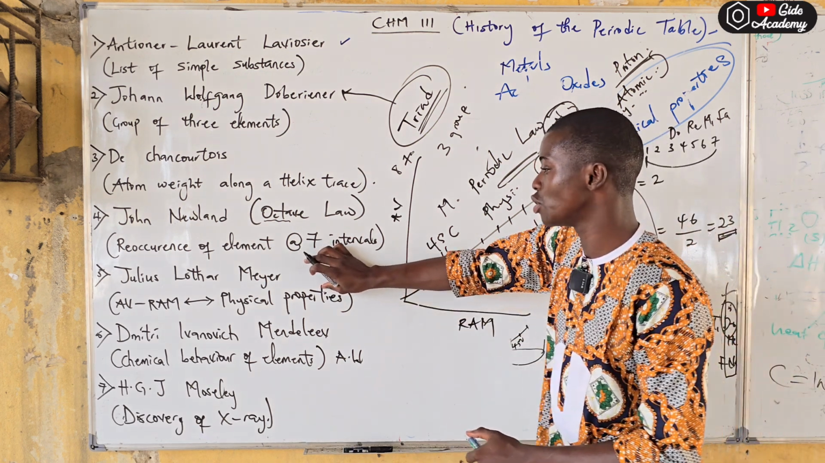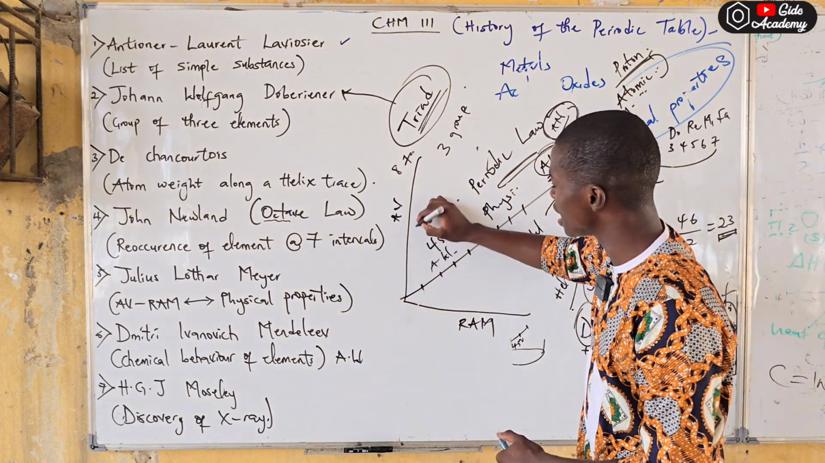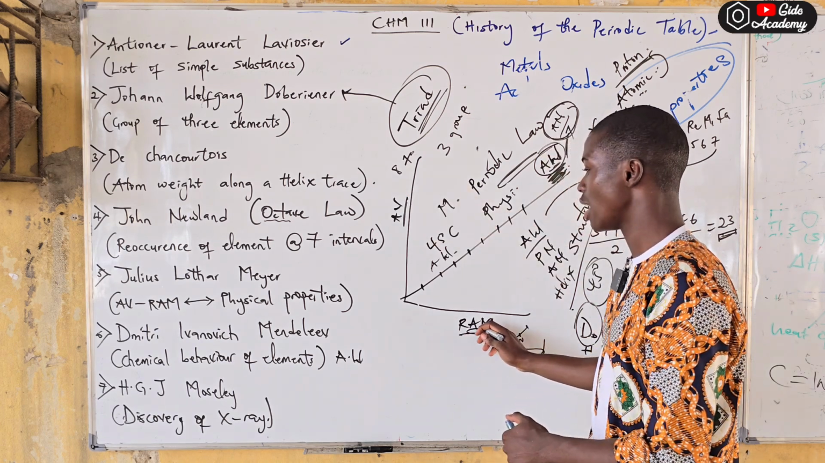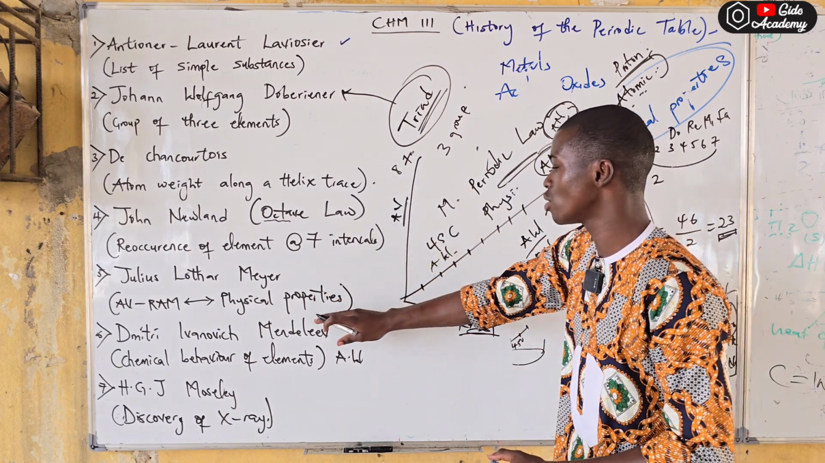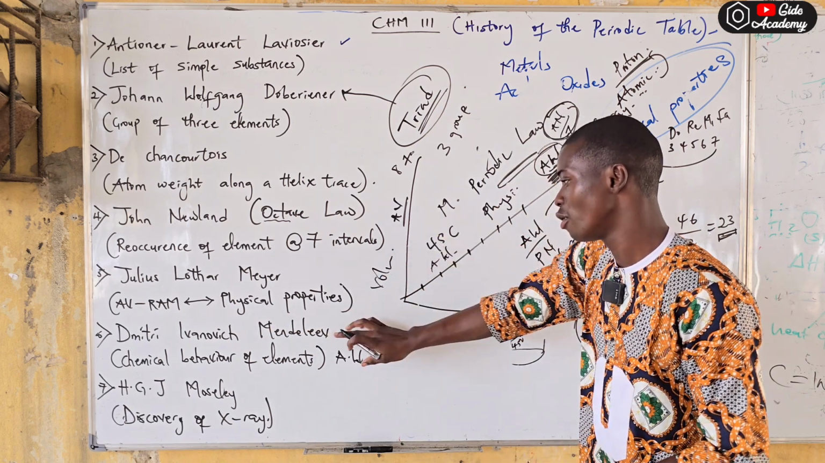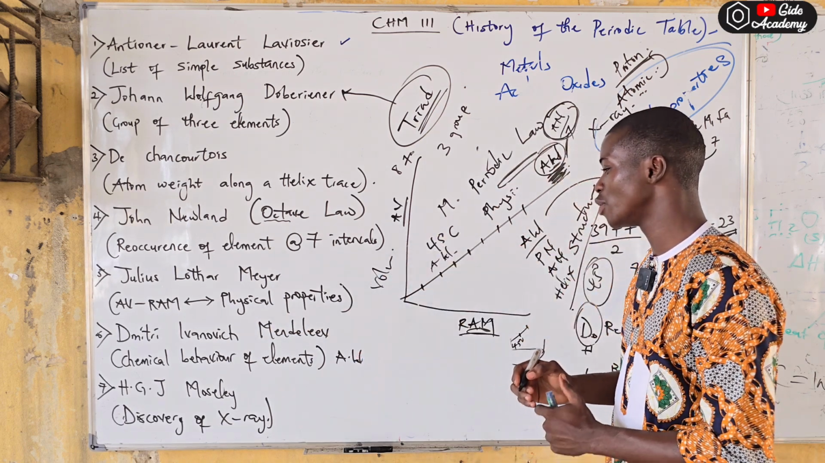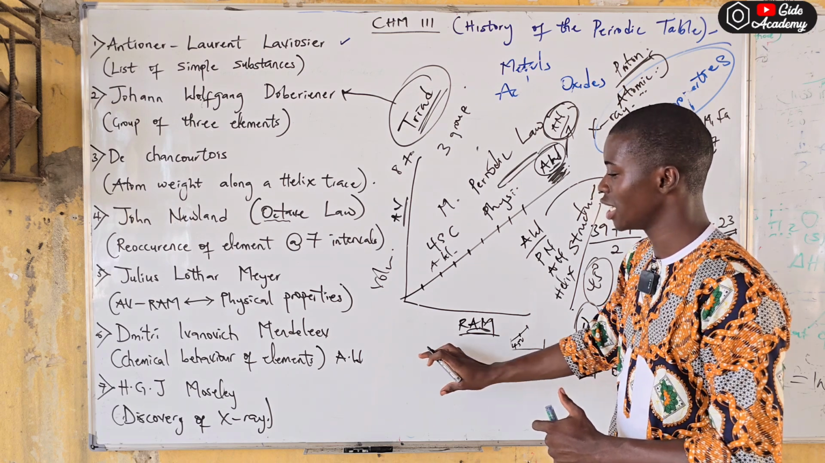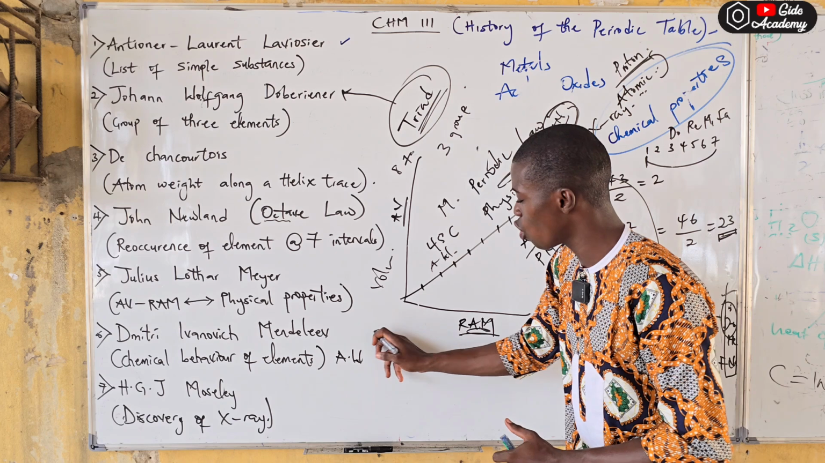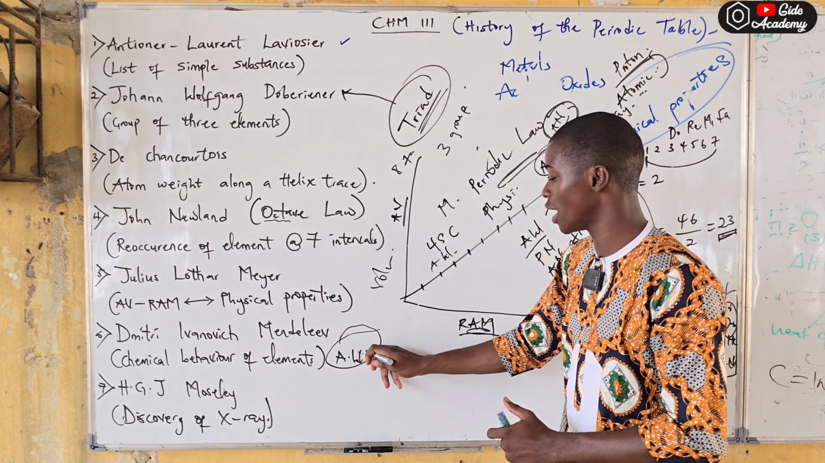Then the next one we have here is Julius Lothar Meyer. He plotted a graph of atomic volume against the relative atomic mass, and his classification was based on a physical property called what? Volume. Then for the sixth guy, Dmitri Ivanovich Mendeleev, he was the one that classified the elements based on their chemical behavior, and he worked with the atomic weight of that element.